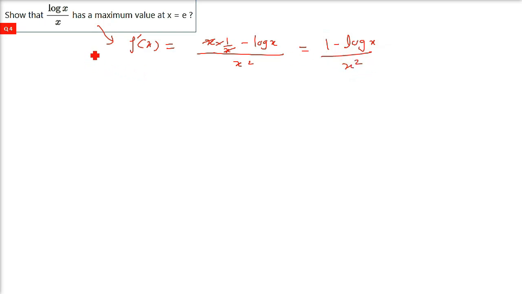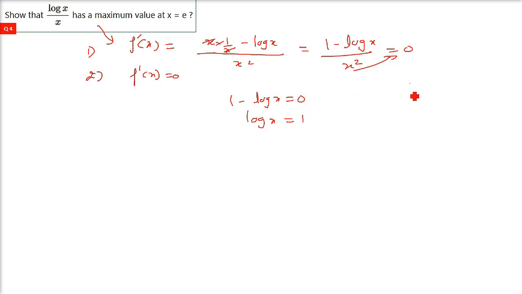In order to find out the local minima or maxima, we will take this f dash x and equate it to 0. So when it goes, x square will be 0. 1 minus log x is going to be 0. So that simply means log x is equal to 1. When we say 1 minus log x equals 0, that is 1 is equal to log x.